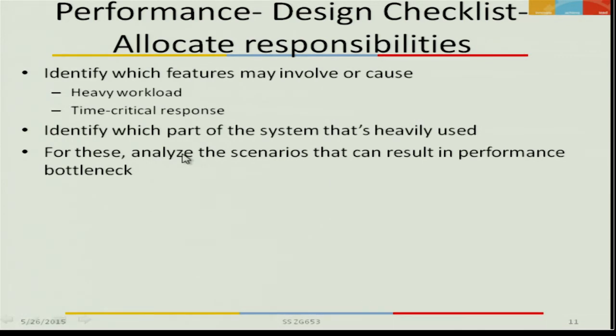In this course of software architecture, it's not really possible to highlight that because it's really example specific, domain specific. But as an architect, you need to do these two things. First, identify the features which might involve or cause performance bottleneck, or the part of the system that's heavily used, and then while designing, you must keep these things in mind, and see whether the system can handle heavy workload, or to what extent it can handle.